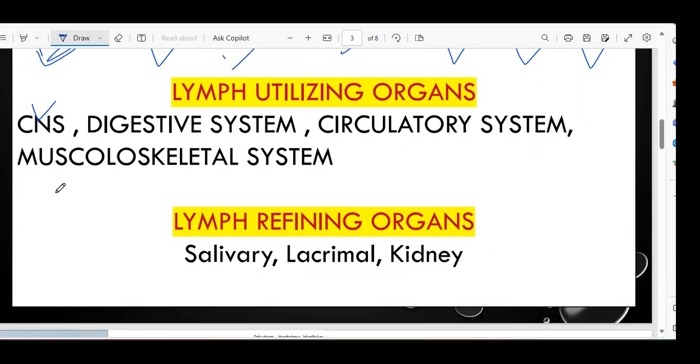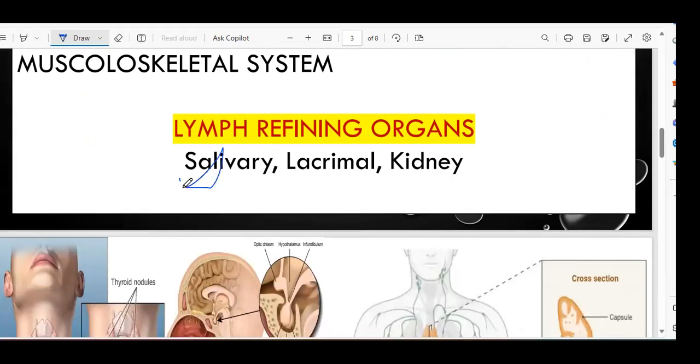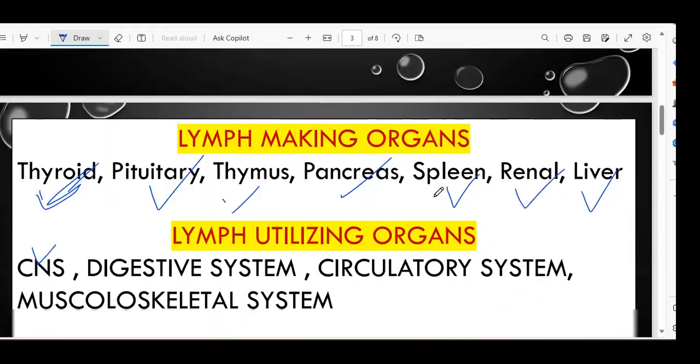So who refines or who purifies the lymph? One is saliva, salivary gland, lacrimal gland. Okay, and we have kidney and other organs also. Kidney and urinary bladder are both refining the lymph, and sweat glands also refine the lymph. So basically, these are the things we need to know. These are the organs, very, very important.